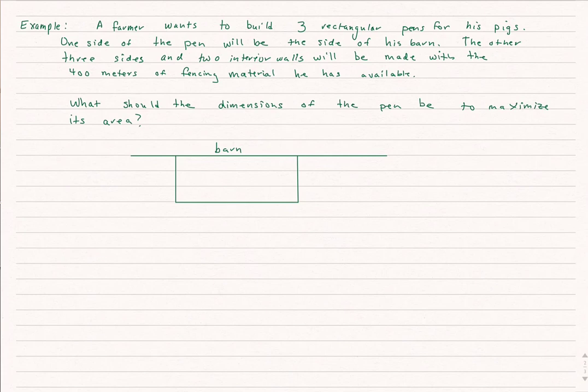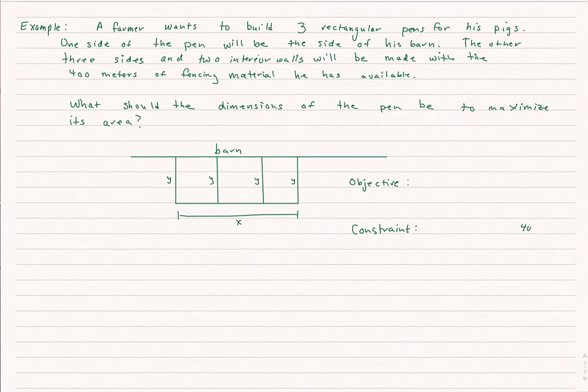Before we do anything, let's draw a sketch. I've got the barn and the 3 sides of the fence. I know I want to break this into 3 pens, so I'm going to also have 2 interior walls. I'm going to label each of the short walls y and the length of the horizontal piece x. I need to figure out my objective function as well as my constraint function. I'm going to start with the constraint. I know I have only 400 meters of fencing material available to me, and what that fencing will be is my length x plus 4 pieces of the y components.